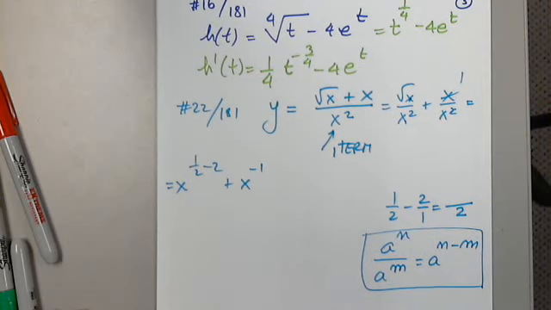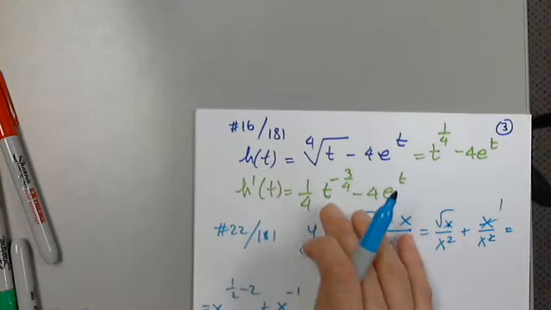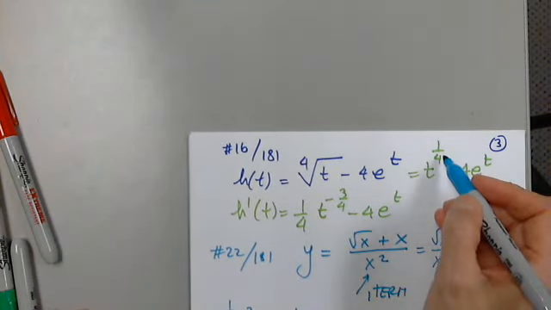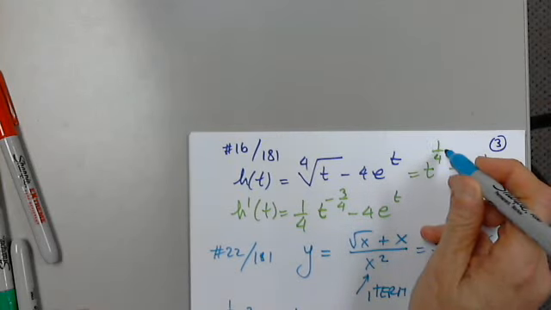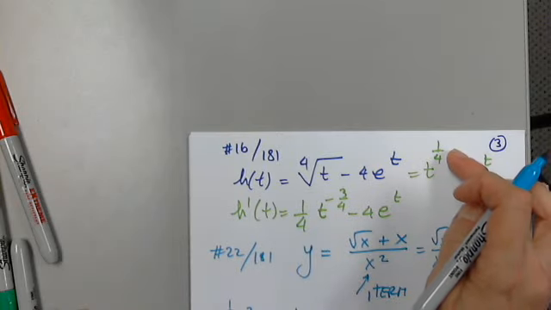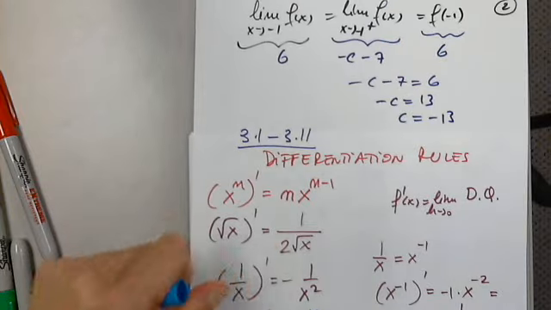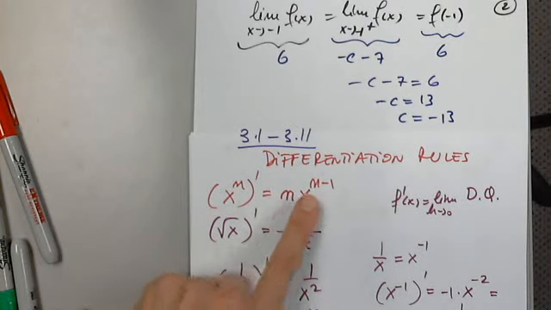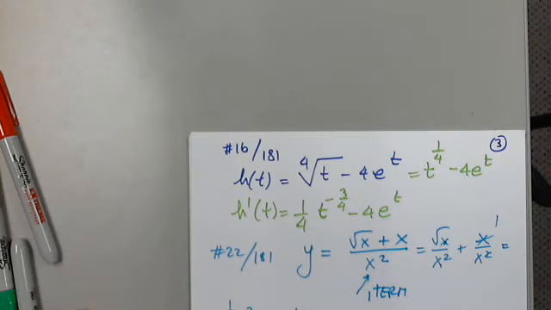So then why did you subtract 3/4 here? The power rule says that when I differentiate x to a power, I bring the power in front and I subtract 1 from the power. So from 1/4, I subtract 1. I am left with negative 3/4.